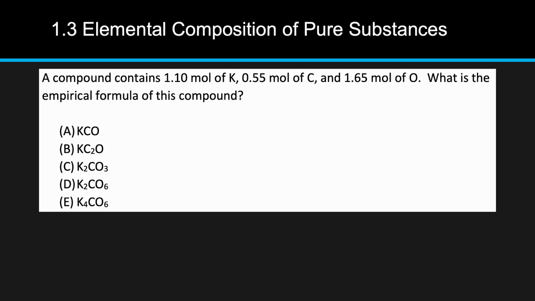All right, a compound contains 1.1 moles of potassium, 0.55 moles of carbon, and 1.65 moles of oxygen. What is the empirical formula of this compound? So I love when we get these ones because it's just a little bit of a break from all of the steps. So we are already in moles, so all we have to do is divide by the smallest, which in this case is going to be 0.55. That gives us all whole numbers for our ratios, so we can go ahead and just assign them. So we have 2 potassiums, 1 carbon, and 3 oxygens. So the answer for this question would be C.